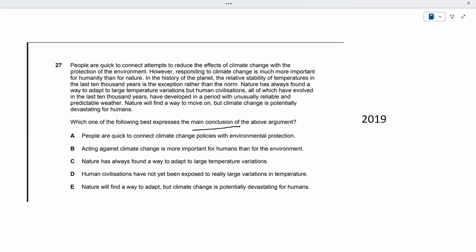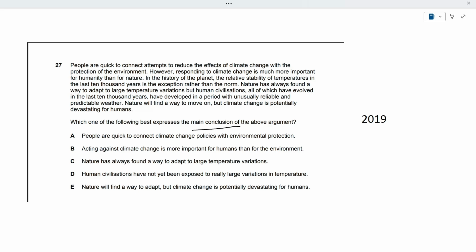Passage: People are quick to connect attempts to reduce the effects of climate change with the protection of the environment. However, responding to climate change is much more important for humanity than for nature. In the history of the planet, the relative stability of temperatures in the last 10,000 years is the exception rather than the norm. Nature has always found a way to adapt to large temperature variations, but human civilizations, all of which have evolved in the last 10,000 years, have developed in a period with unusually reliable and predictable weather. Nature will find a way to move on, but climate change is potentially devastating for humans.